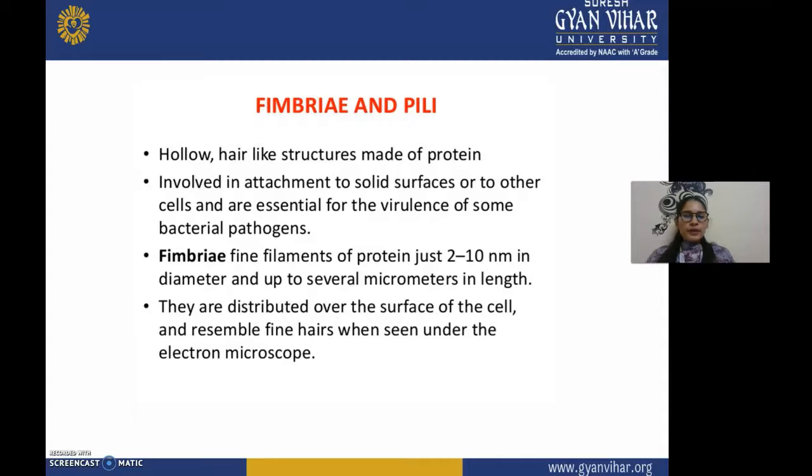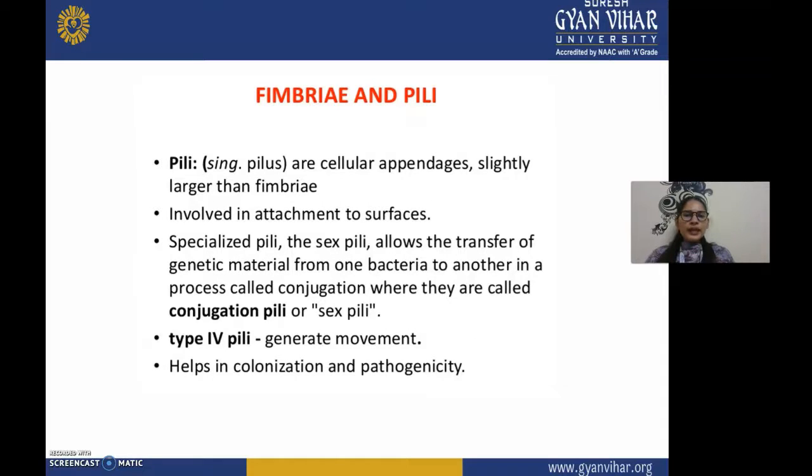Now, fimbriae are fine filaments of protein just 2 to 10 nanometers in diameter and up to several micrometers in length. They are distributed over the surface of the cell and resemble fine hairs when seen under the electron microscope. Now, fimbriae and pili. So, what is pili? Pili, or a single pilus, are cellular appendages slightly larger than the fimbriae, and they are involved in the attachment to surfaces.